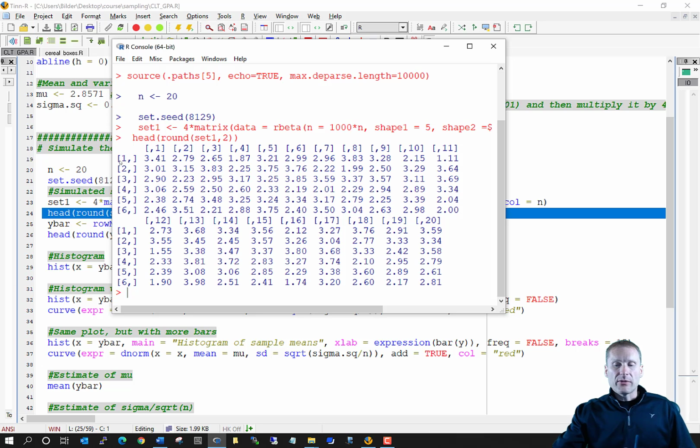If I look at the first 6 of these rows, set 1 contains my data, you could say, my random samples. My first random sample, the first individual, had a GPA of 3.41. The next person had 2.79. The last person is 3.59. So this 3.41 is the lowercase y sub 1, and the 2.79 is the lowercase y sub 2. Then for my second sample, my lowercase y sub 1 is 3.01, and my lowercase y sub 2 is 3.15. You can go all the way down to the 20th as well.